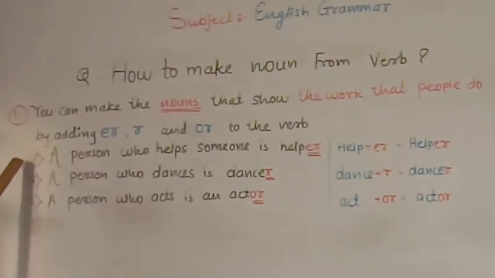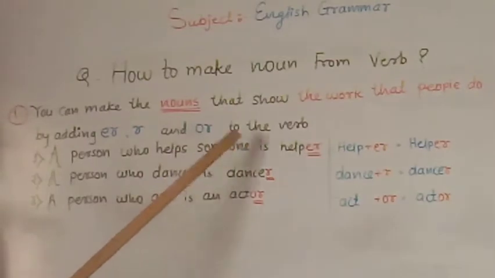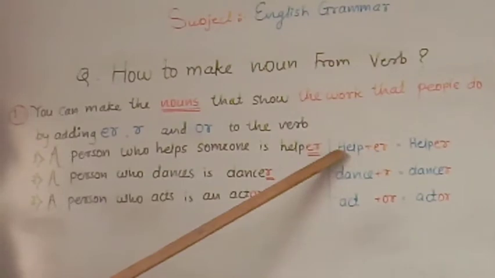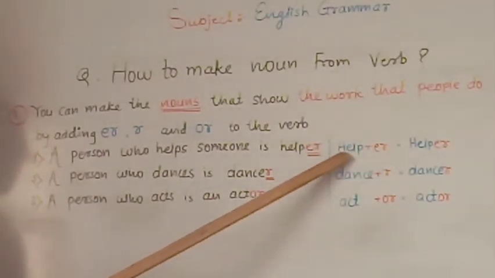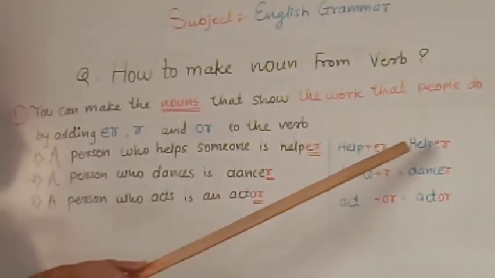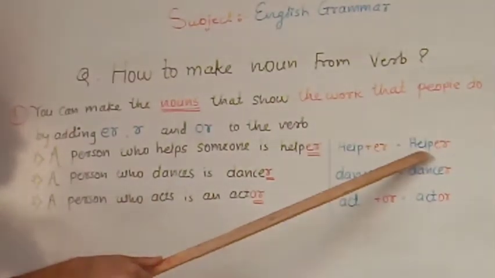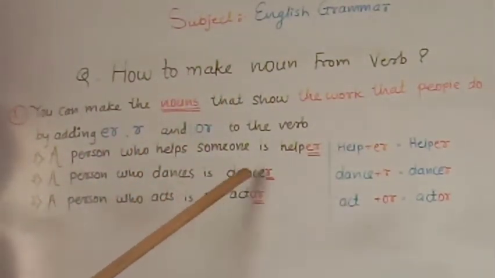Let's see some example. A person who helps someone is helper. In this sentence, help is a verb. Help is an action word. We have to add er to the verb. That means help. It becomes helper, means noun. I hope you understood.